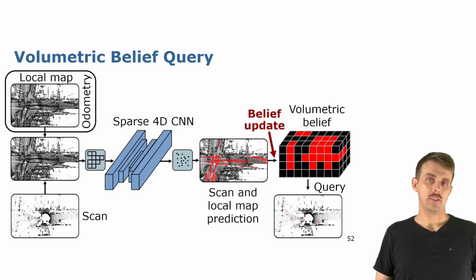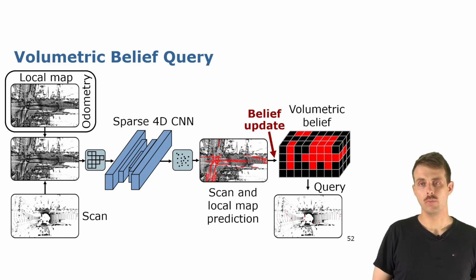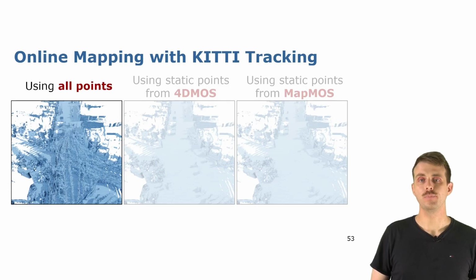This is now the final step of MapMoS on the right. We do this belief update that gives us an updated volumetric belief, and then we can use, for example, the point cloud from the scan, or also any other point that you want to know the current state of, and you can index the corresponding voxel and then get the final belief.